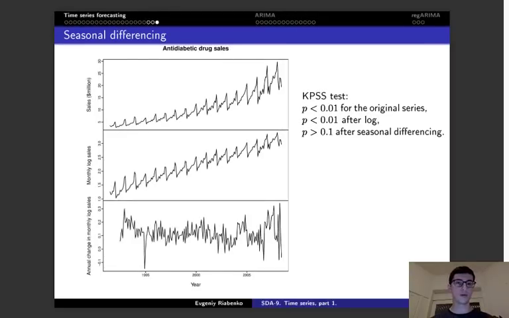Okay, so one more graph, and if we take monthly differences, then eventually we'll come up with a stationary time series. So here, the upper one is the original graph, then we applied log transformation, and in the bottom we see these monthly differences. And again, the test confirms that the first two are non-stationary, and the last one, the bottom time series, is actually stationary.